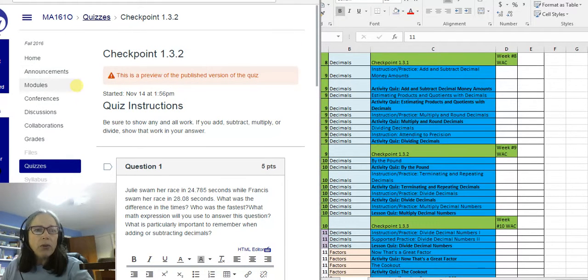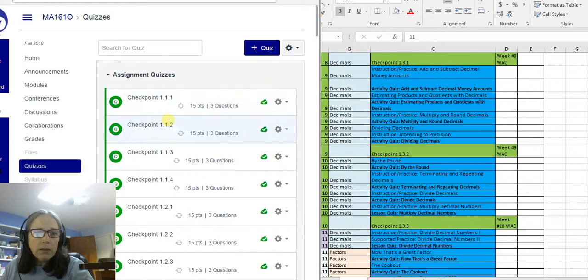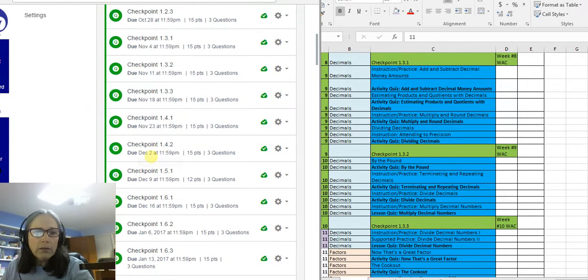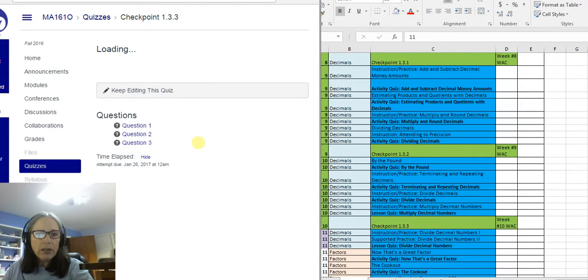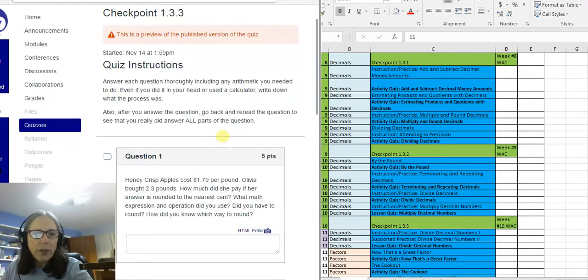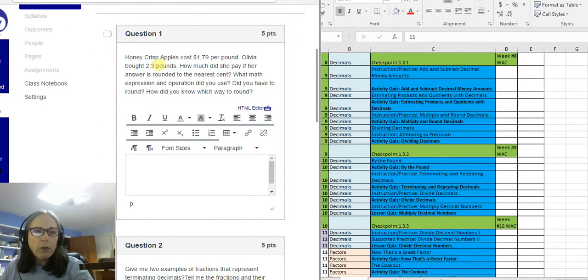And let's look at 1.3.3. Just a really quick overview. Okay, 1.3.3, I'll do a preview. I know my page looks a little different from yours. Remember, I'm looking at a teacher page. So on this one, you're going to do this kind of question with rounding.